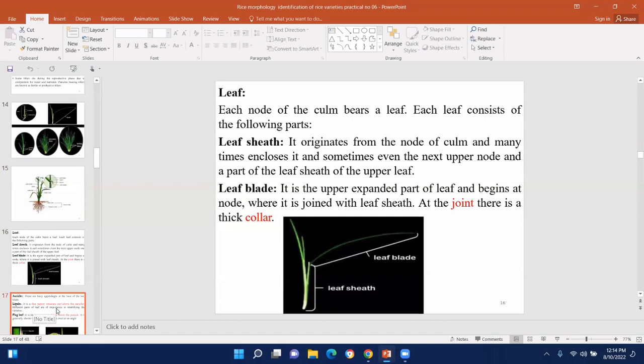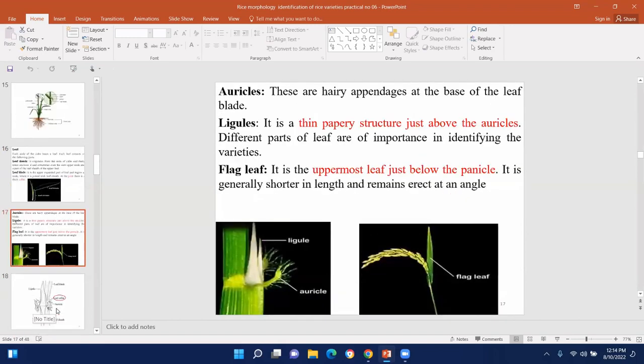Another thing we will see is what the auricles are. This is a scaly appendage at the base of the leaf blade. Then the ligule is the thin papery structure just above the auricles, a different part of the leaf, important in identifying varieties. In your spot exam, we will ask what the auricle is, what the ligule is, and what the flag leaf is.